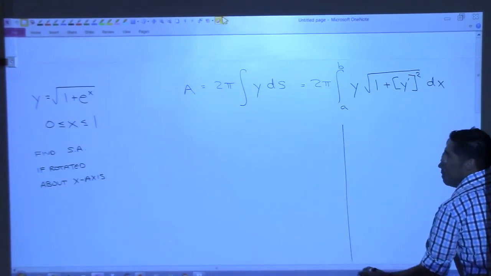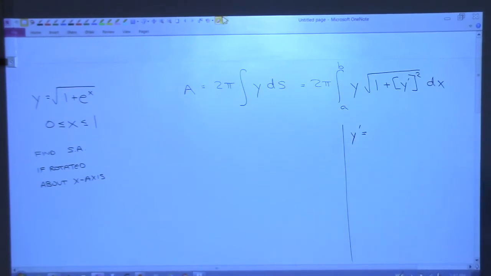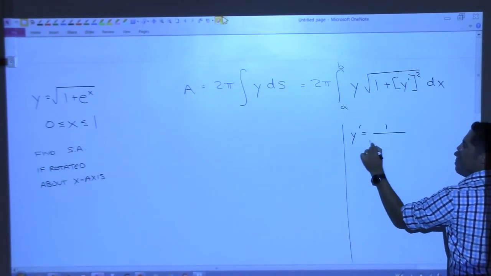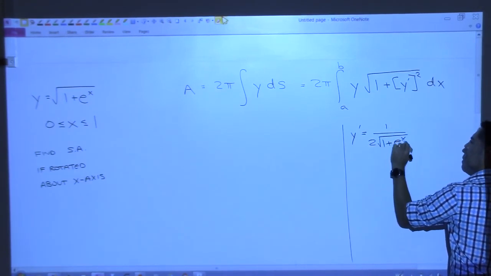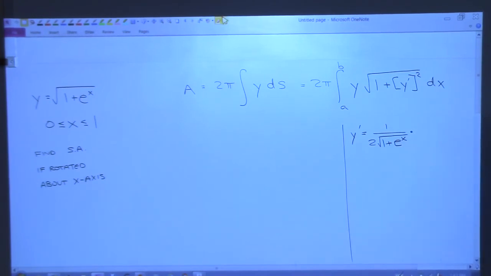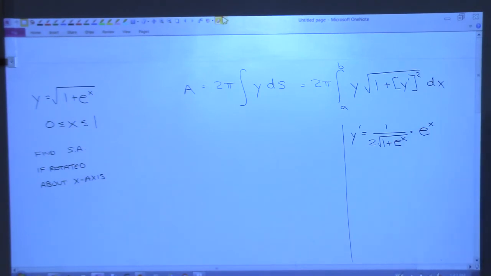So here we go. Let's look at y prime. We have a little chain rule here, don't we? The derivative of root of something is 1 over 2 times the root of that something, then times the derivative of what's inside the root. What's the derivative of what's inside the root? e to the x. Okay, so that's our derivative.